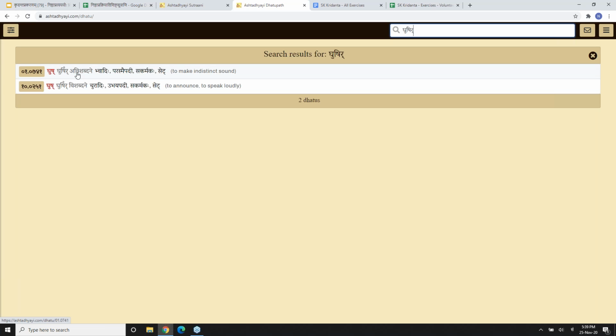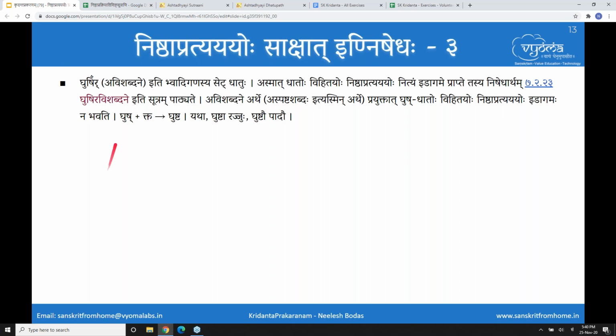And why does he explicitly have to say Avishabdane, Panini Maharshi? Because if he just says Ghusha, then Avishabdana and Vishabdana, both of them will come and sit in that sutram. He explicitly wants Avishabdana, so he has to mention that meaning over there to separate out the Bhvadi Gana Dhatu and filter out the Churadi Gana Dhatu. So Ghusha Avishabdane, this is a set dhatu, so you will get the idagama that has to be blocked.